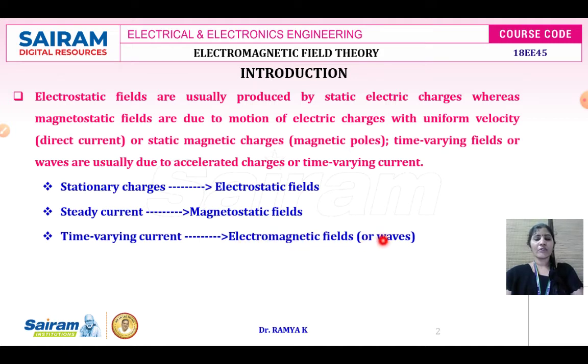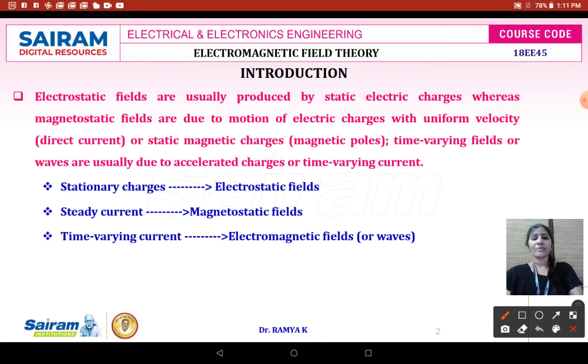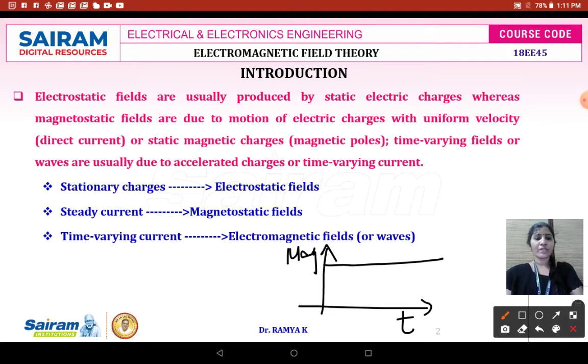Electromagnetic waves, if you are assuming, then it is going to be the time varying current. Means when you are having a steady state current, your x-axis is going to be your time axis, y-axis is going to be your magnitude axis. When you see the magnitude with respect to time, it will not vary. So the value will remain constant, or it is going to be the steady state value.